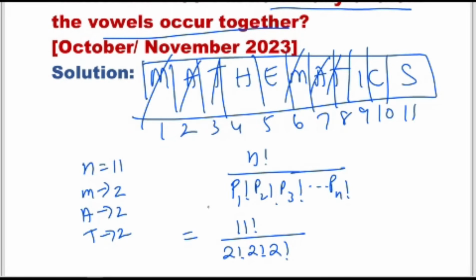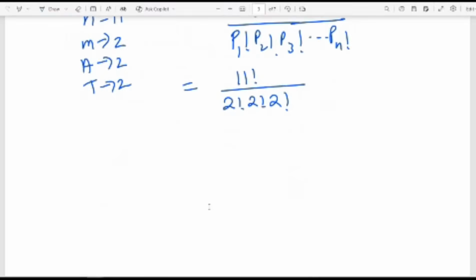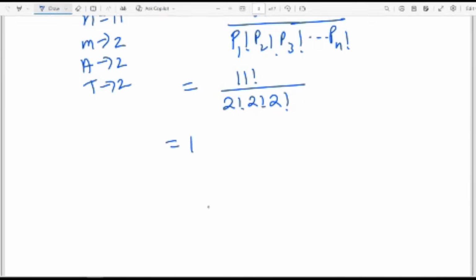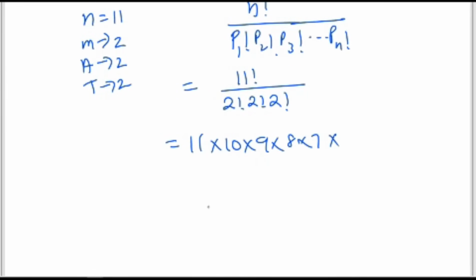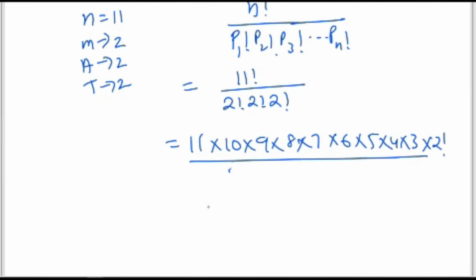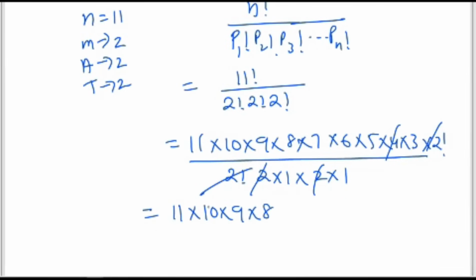Now we can write this as 11 factorial, which means 11 into 10 into 9 into 8 into 7 into 6 into 5 into 4 into 3 into 2. Whatever we have in the denominator, we'll just take till there. So divided by 2 factorial, and the remaining will expand to 1 into 1, 2 into 1. So this 2 and 2 will get cancelled. Then 2 twos are 4, will cancel 4. So you have 11 into 10 into 9 into 8 into 7 into 6 into 5 into 3.